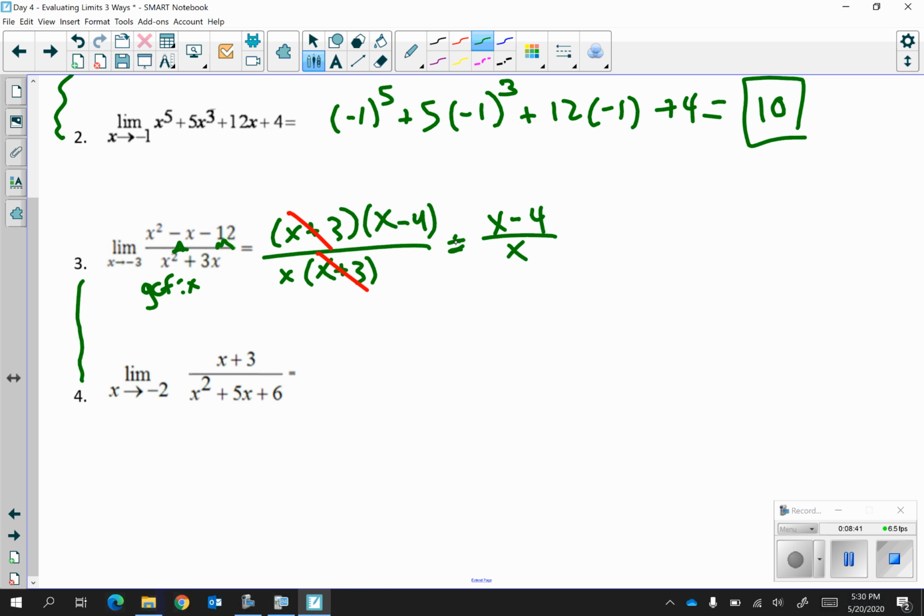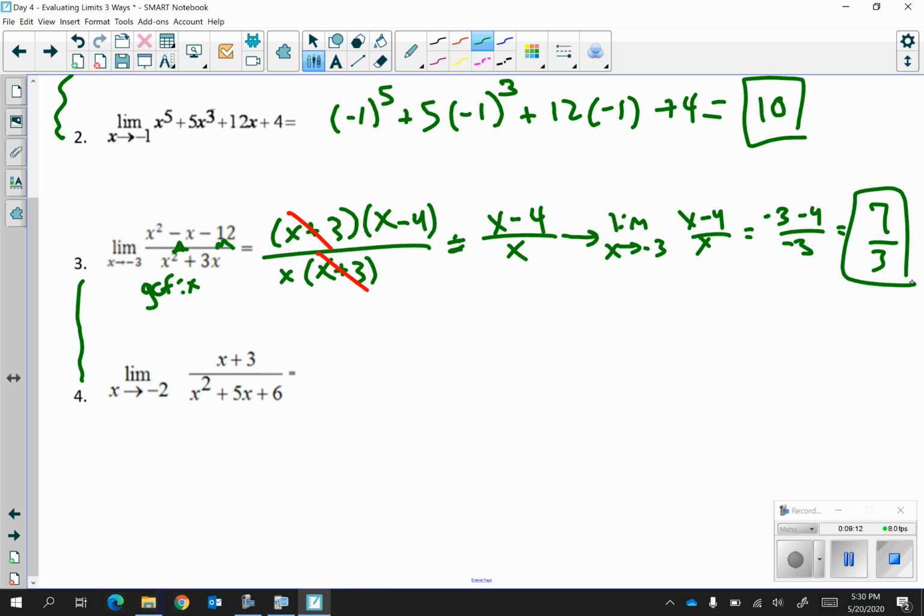From there, you can evaluate this new limit. So we have the limit as x approaches -3 of x minus 4 over x. Now you can actually use the substitution method. That's going to give you -3 minus 4 over -3. Overall, you're going to have positive 7/3 because a negative over a negative cancels out and becomes a positive.